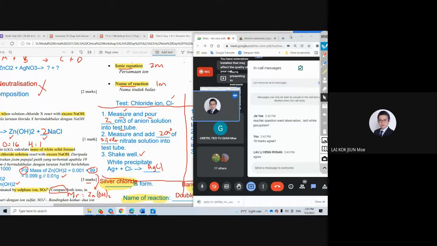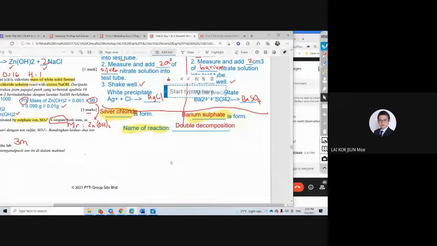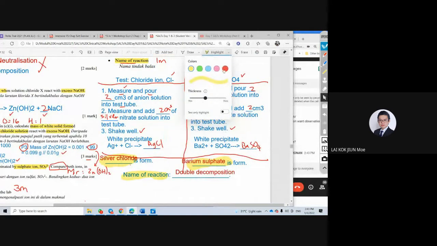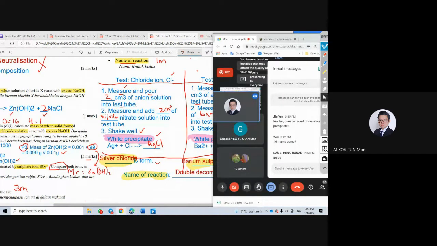Question 1, observation, is it white precipitate? Yes. Good question, Jie. So actually the white precipitate is considered your observation already, because you cannot have other observation. You see the white color form, then you can use the naked eyes to observe. That is the observation point. You see, all these 10 marks not easy, but if you do nicely, actually 10 marks all got. Very good.